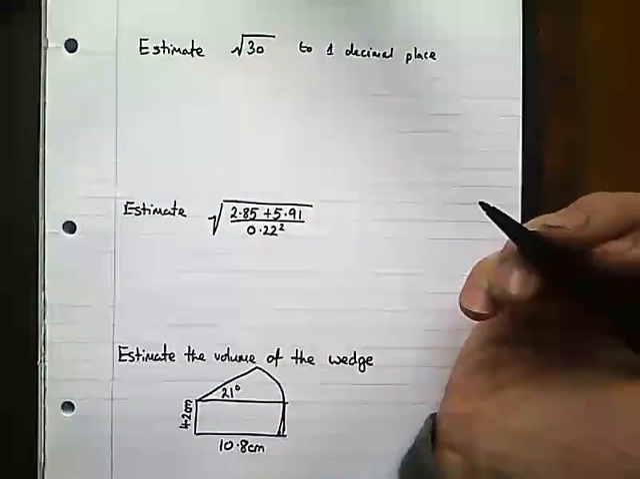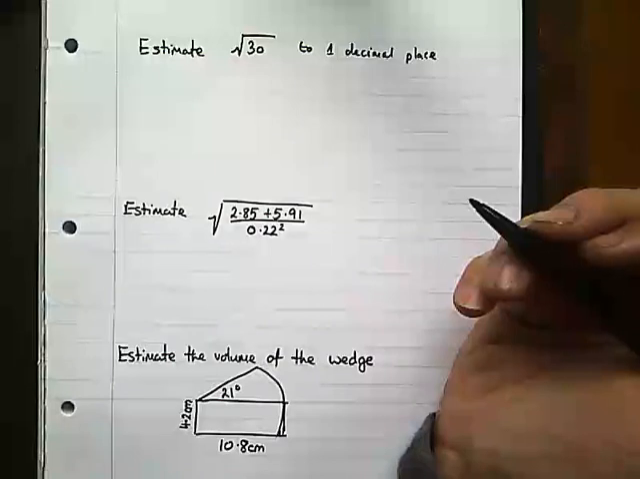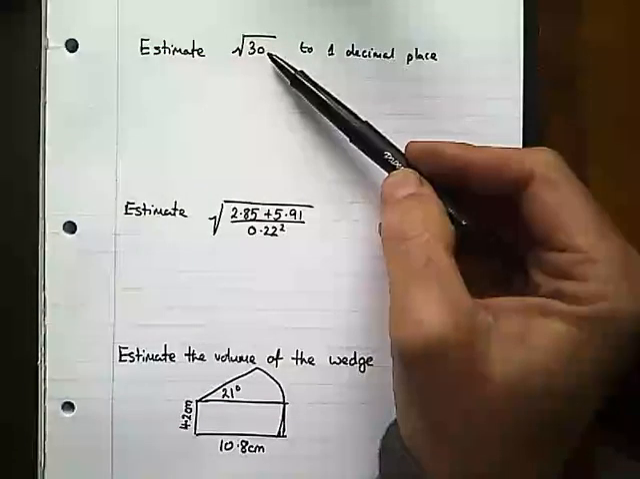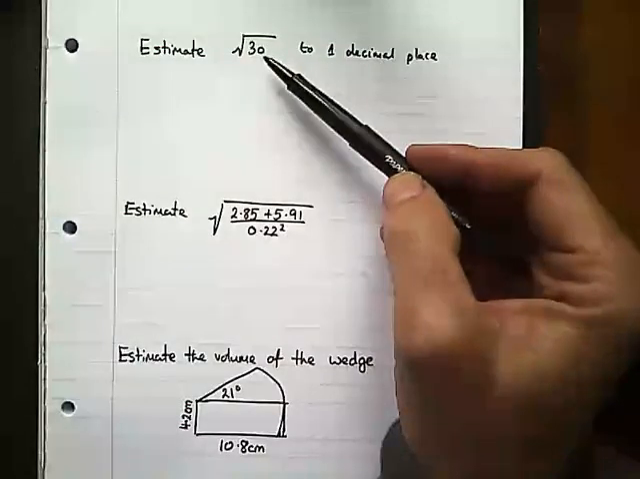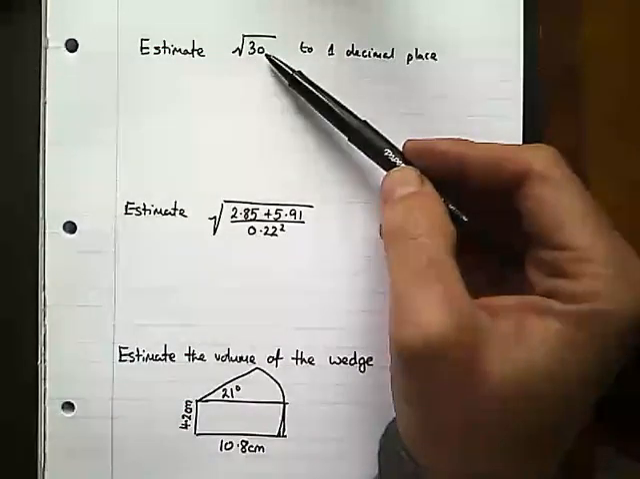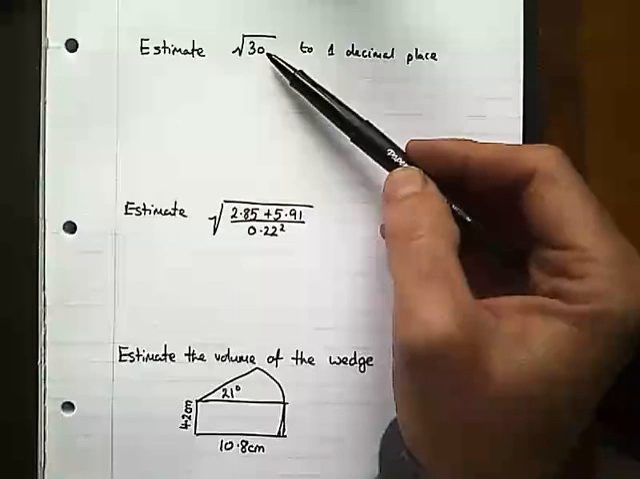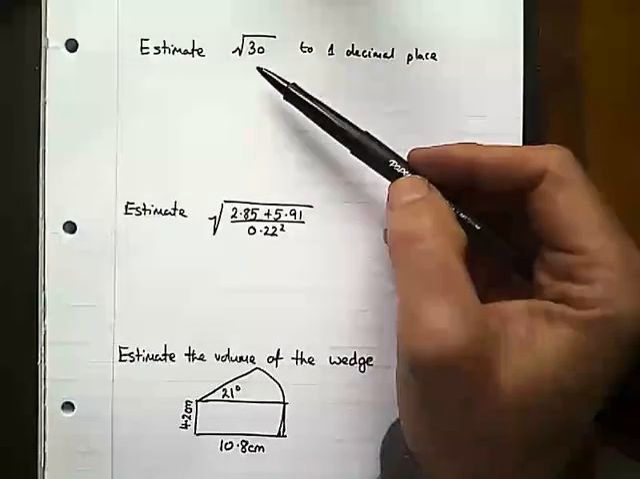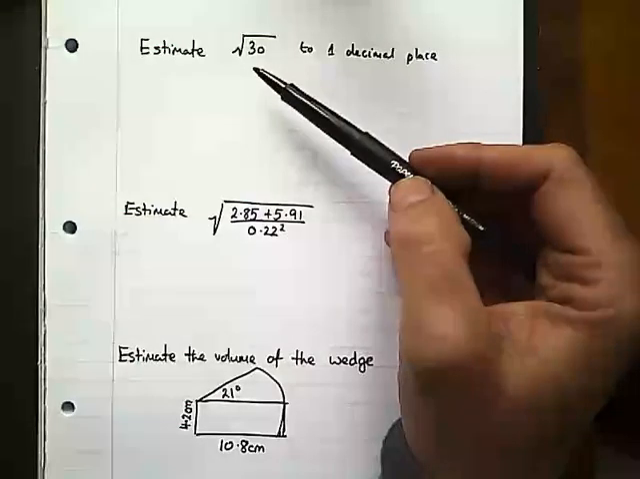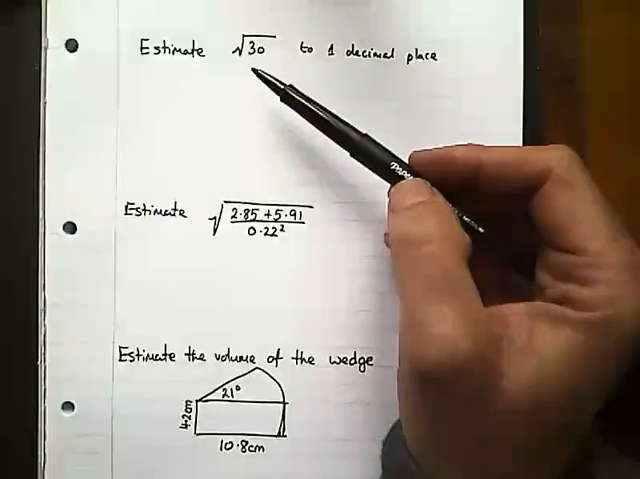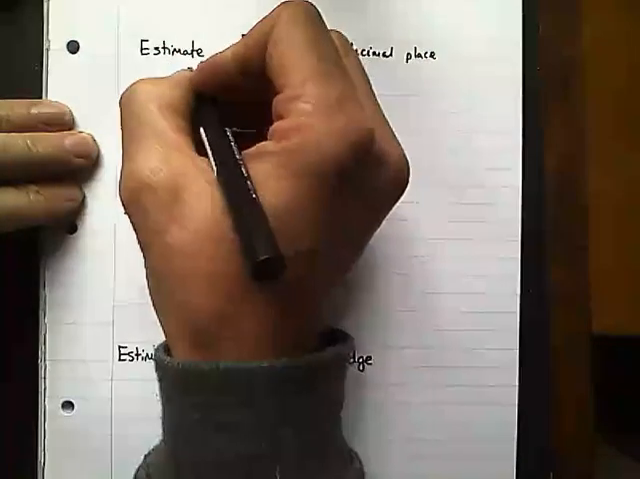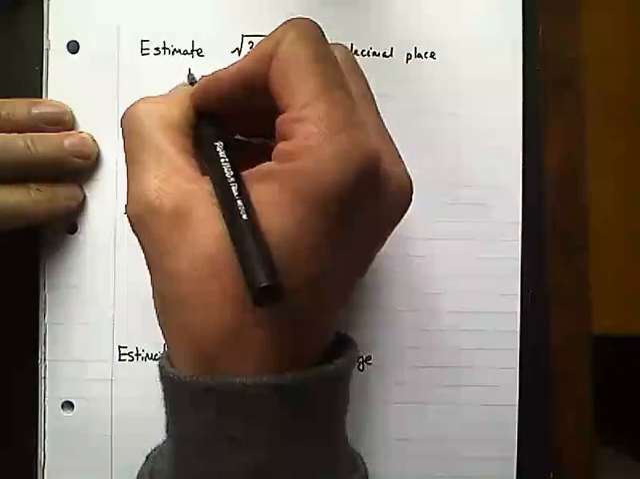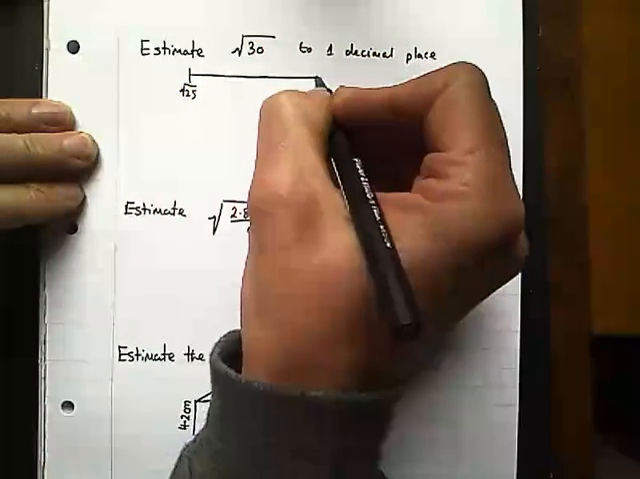So let's just start by breaking this down into what we know about square numbers. The square number to the left of 30 is 25, and the square number to the right of 30 on the number line is 36. So we know the square root of 30 must lie between 25 and 36. So let's actually draw ourselves a number line for those two locations, starting with the square root of 25, and then we're going to go all the way up to the square root of 36.